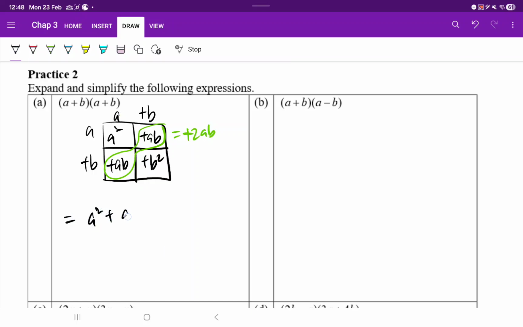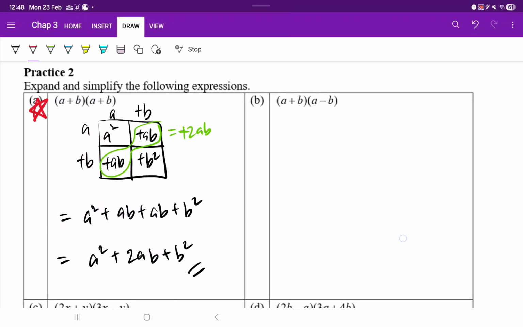So a squared plus ab plus ab plus b squared, you get this. This is a standard formula. So I'm going to put a star next to it because this is a formula you need to memorize to help you with expansion in the future. If you don't want to memorize, it's fine, you just draw the rectangle every time.